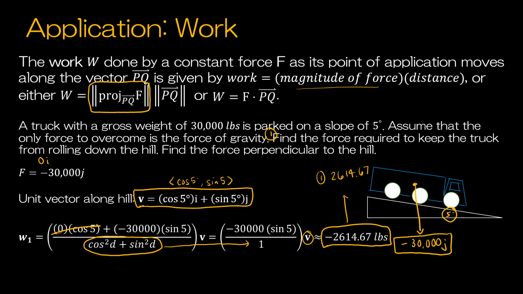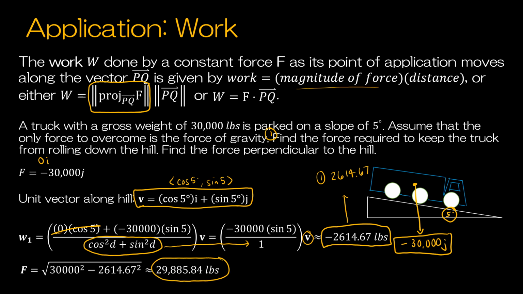Question 2 says find the force perpendicular to the hill. And perpendicular to the hill would be using the distance formula. So we're taking 30,000 squared minus 2614.67 squared, and then to find that, this is the force required, or this is the force perpendicular to the hill.